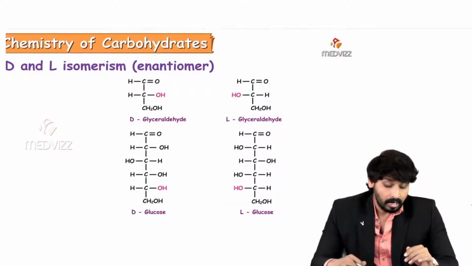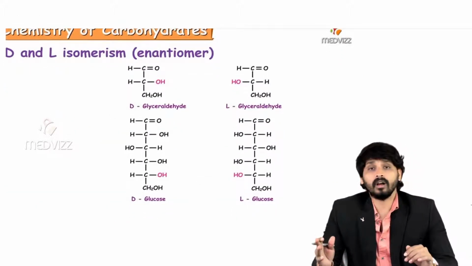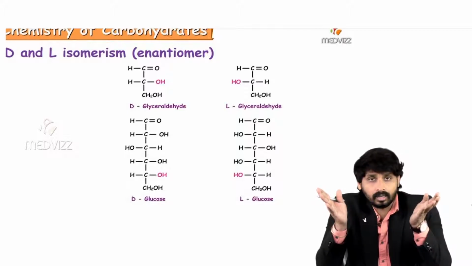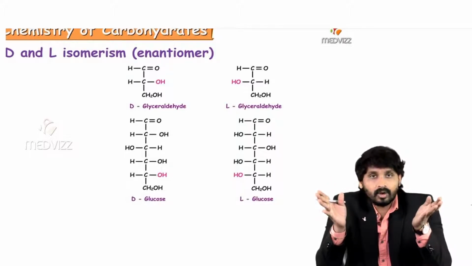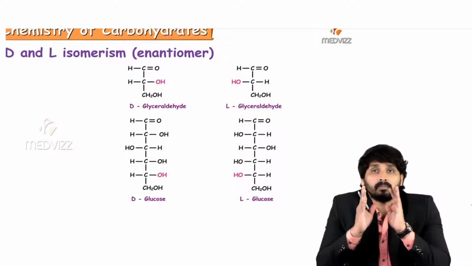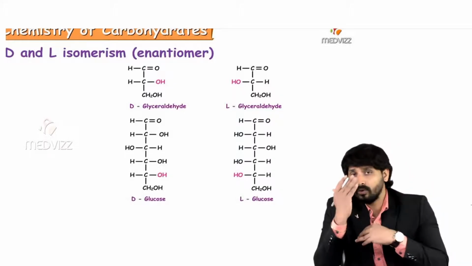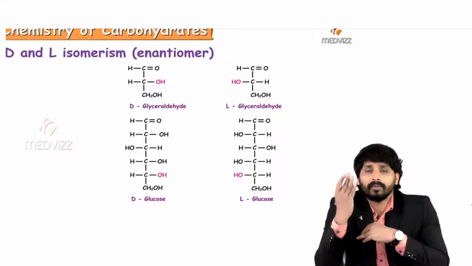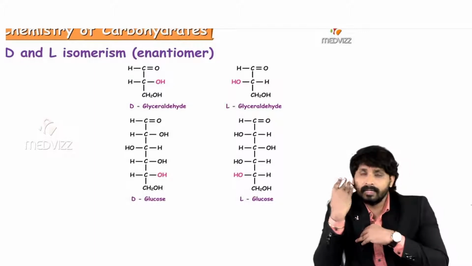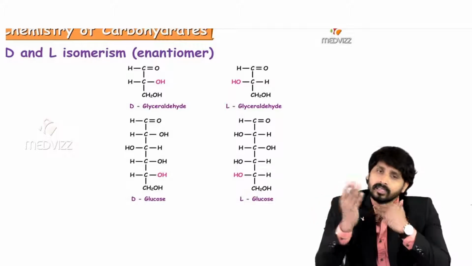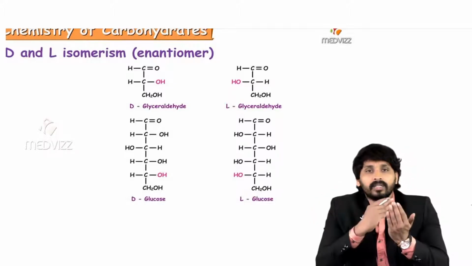Coming to DL isomerism, otherwise called enantiomerism. The popular idea is that DL isomers are mirror images of each other. When we look into the mirror, whatever is on our right side is visible in the mirror as the left side, and the left side is visible as the right side. The same principle applies here.